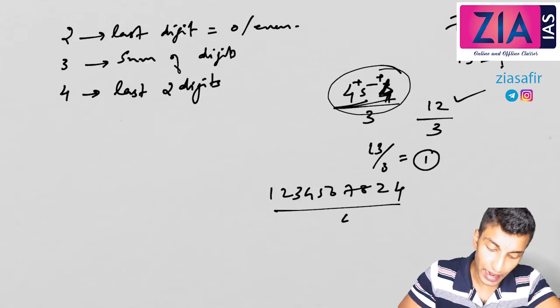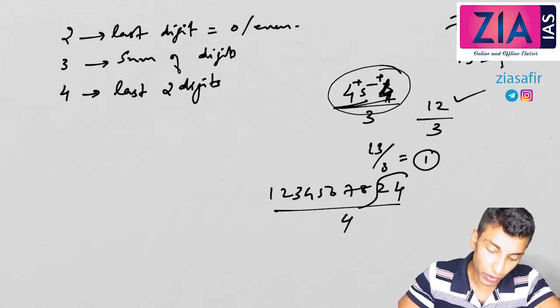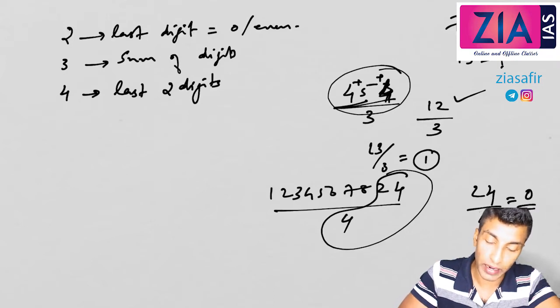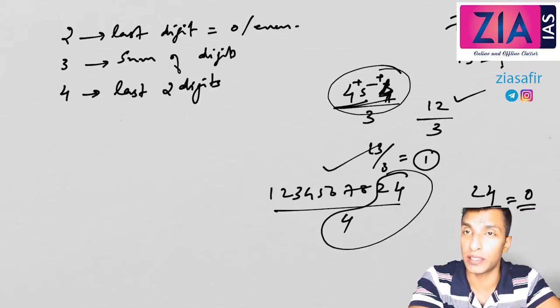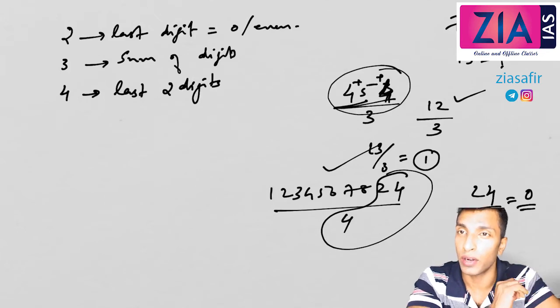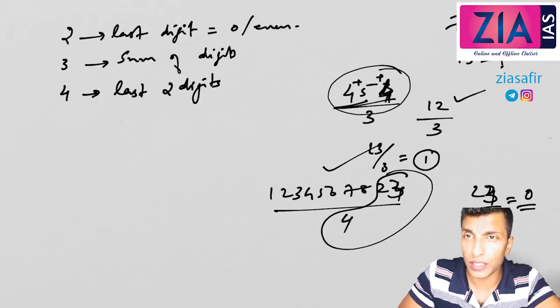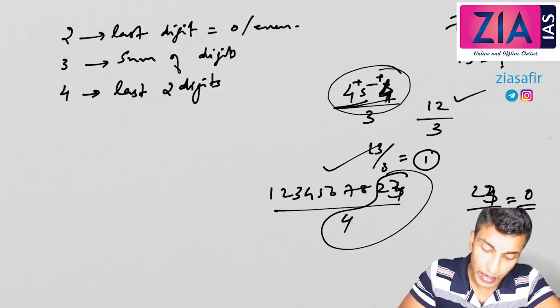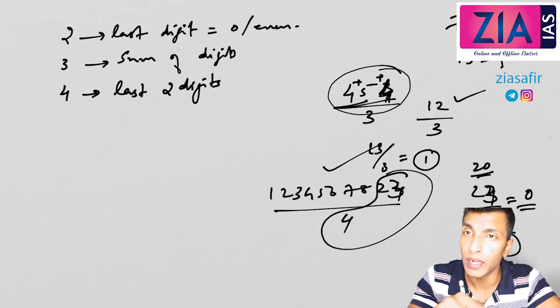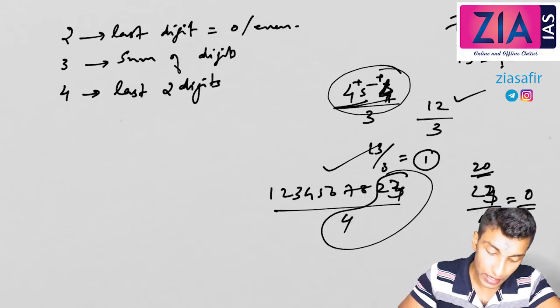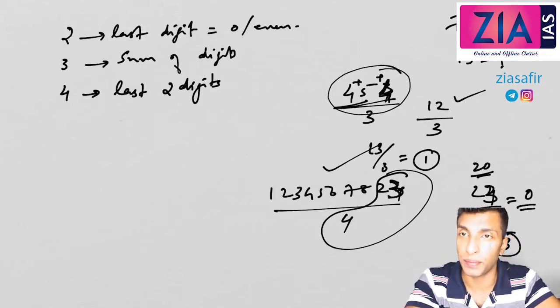You don't want to divide the entire big number. What you need to do is take the last 2 digits, 24, and divide it. The remainder is 0, so this number is divisible by 4. If it is 23, then dividing by 4 it is not divisible and you get remainder 3, because the previous number 20 is divisible by 4, so 3 extra. So you can get remainder 3 if it ends in 23.